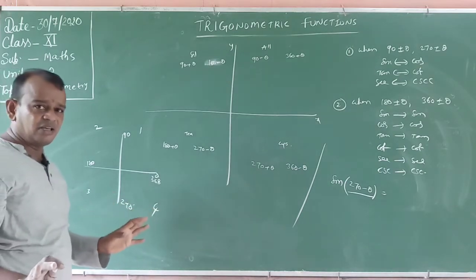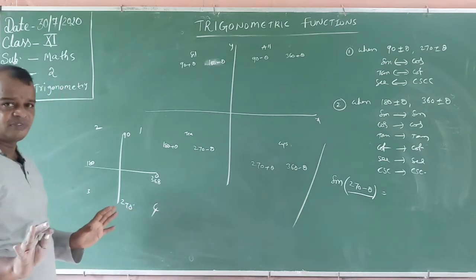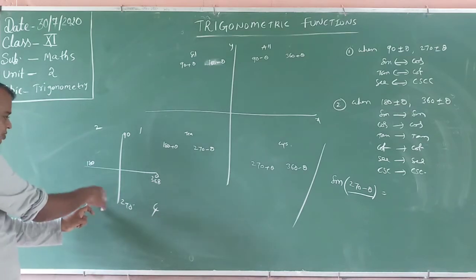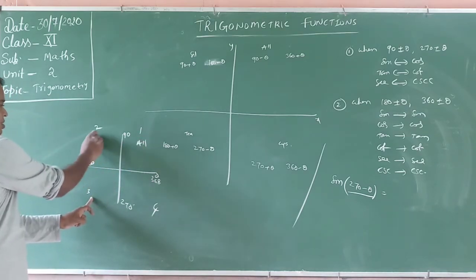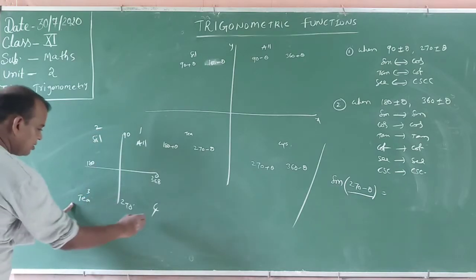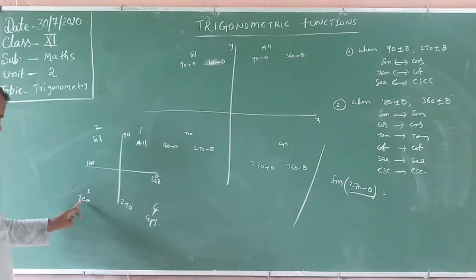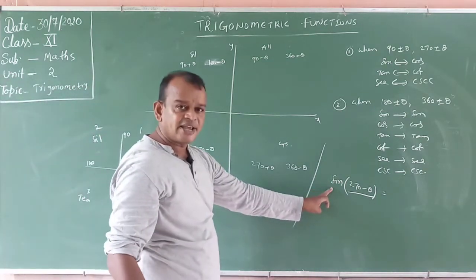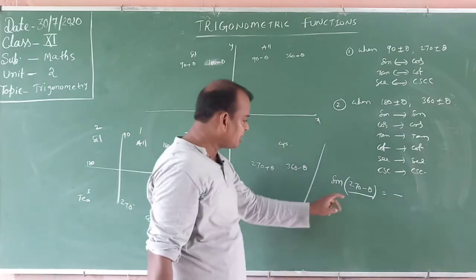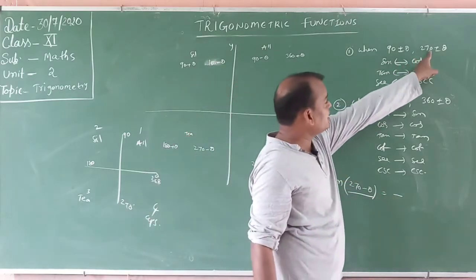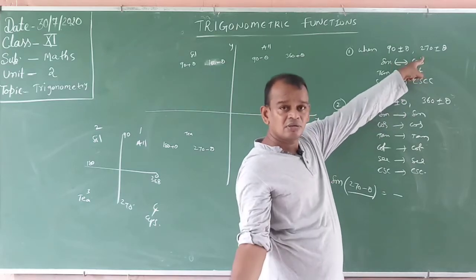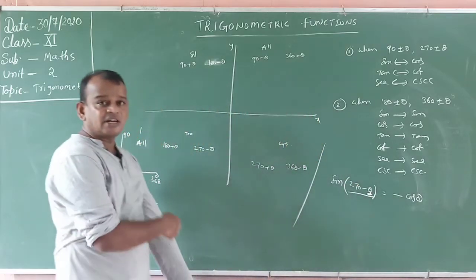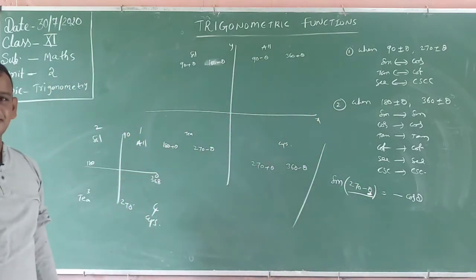Every student can easily understand. This is 270, and 270 minus theta is there. Which coordinate? Third coordinate. In the third coordinate, tan and cot are positive. But here sine is there, and sine must be negative, 100% negative. But here 270 is there, so sine will be changed into cos. This value is cos theta, where theta is 100% acute angle. So sine of 270 minus theta equals minus cos theta.